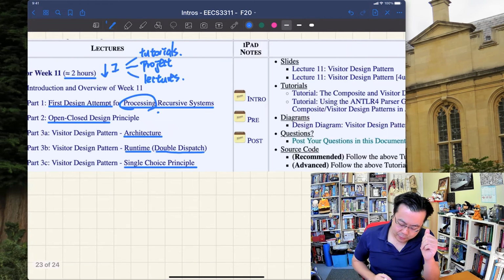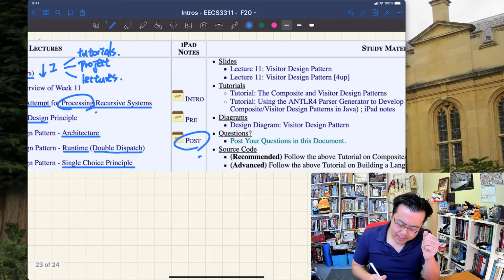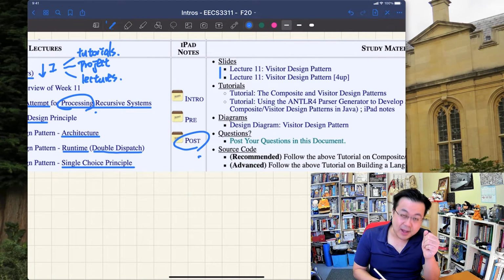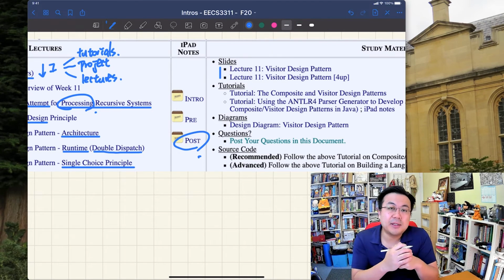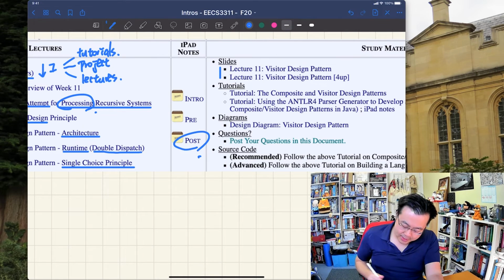All right, as usual, I also include the iPad notes for your study. Okay, you can make use of them. And these are the slides just for the visitor design pattern. And then there's some parts of the slides which I didn't really read off the slides to go over in detail. Instead, I try to do as much visual illustration as I could, as usual, just to help you learn more effectively. So definitely have to study the notes and also the videos, try to study them at the same time. In terms of the tutorials, let me emphasize both of them are simply just optional for this week.